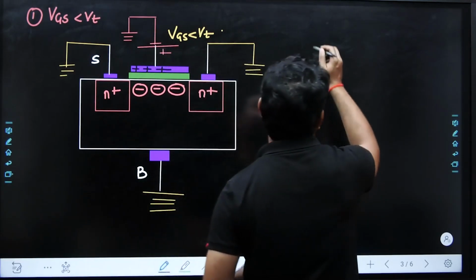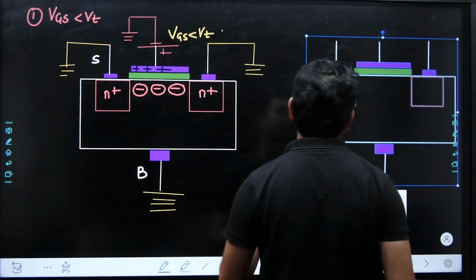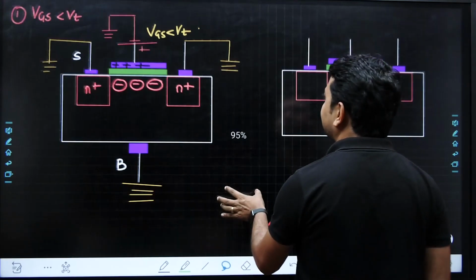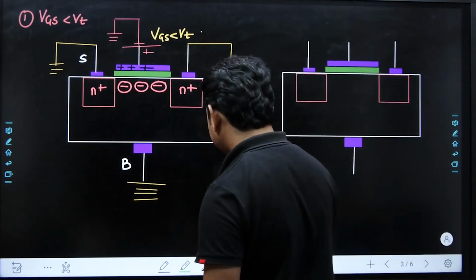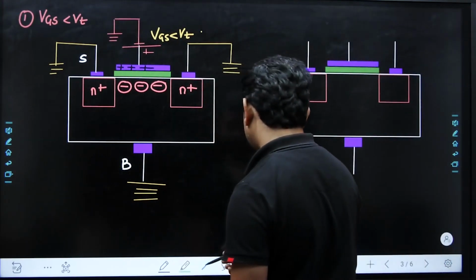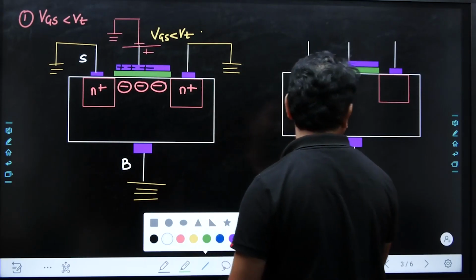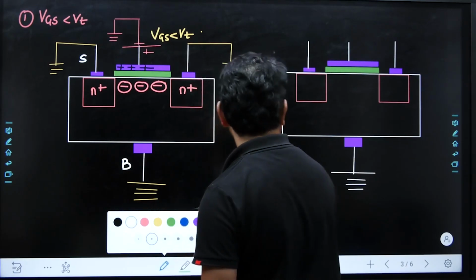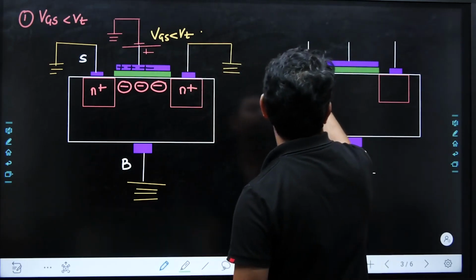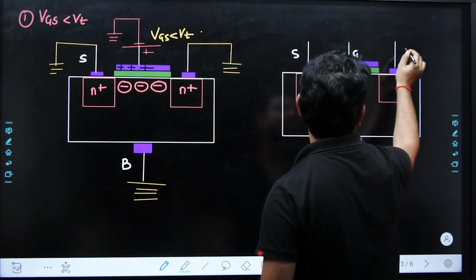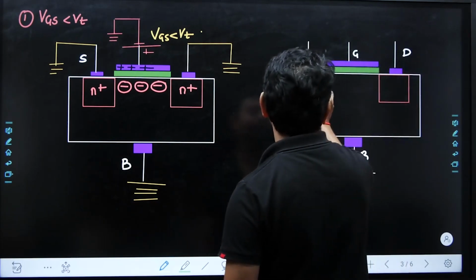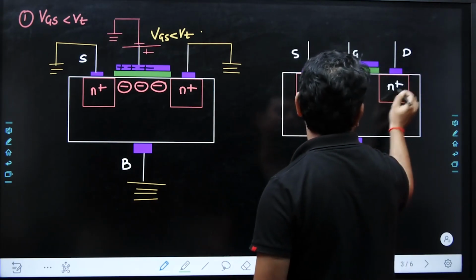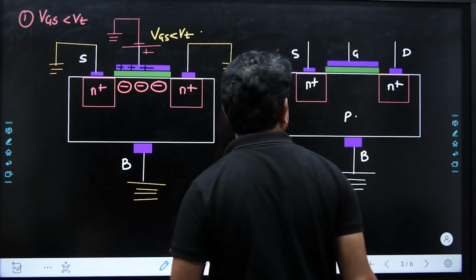And if you apply a potential at the gate terminal which is greater than the threshold voltage, and you have a MOS, a metal oxide semiconductor, like this, then a potential is applied at the body terminal, which is at ground potential. This is the body terminal, this is the source terminal, this is the gate terminal, this is the drain terminal, and these are n plus regions, and we have a p-type substrate.